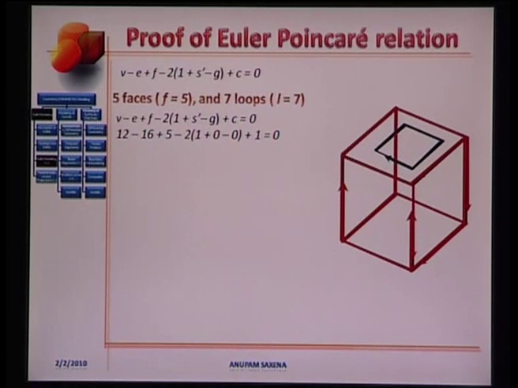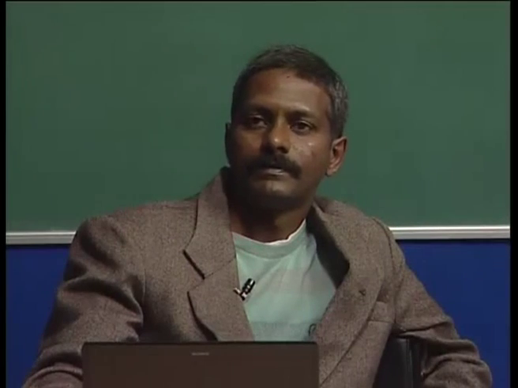Let's verify the above Euler Poincaré relation. We have 12 vertices now, 16 edges, 5 faces. We have no interior shell S prime, for which S prime is 0. We have no handles, because of which G is 0. And we have one boundary component C. We see that the above Euler Poincaré relation is satisfied.